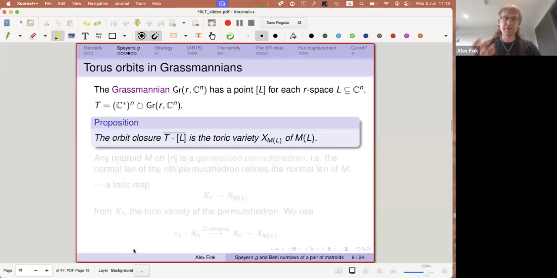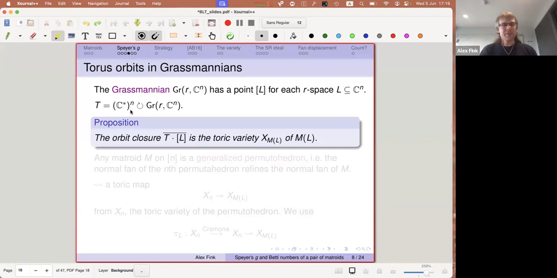On to the algebrogeometric definition. David gave a definition using a torus orbit in the Grassmannian. It's nice to reinterpret this in terms of the permutohedral toric variety, but we'll start in the Grassmannian. So if I have a representable matroid, it's represented by a linear space. That gives me a point in the corresponding Grassmannian. I also have the torus action.